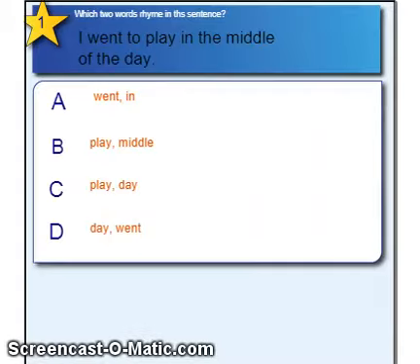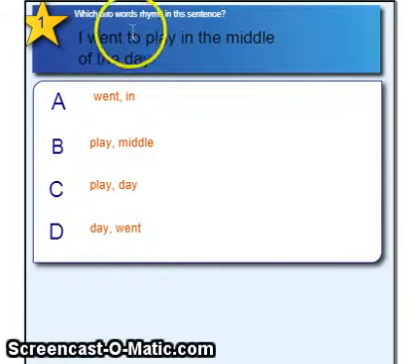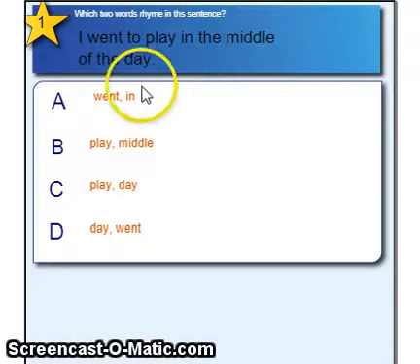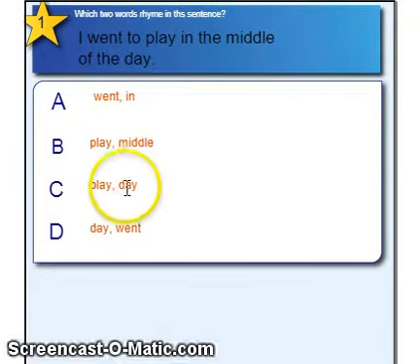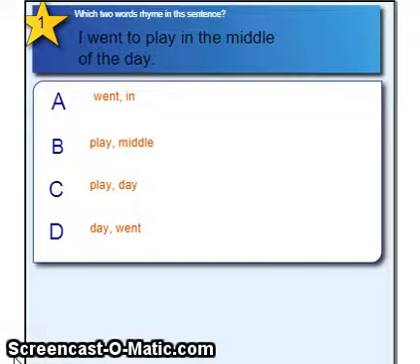And for our last activity, we just have a simple multiple choice question, which says, which two words in the sentence rhyme? So the sentence is, I went to play in the middle of the day. Obviously, the two words that rhyme are play and day, so the student would choose C, play and day. And this is just a quiz to end the smartboard activity and test what they learned.